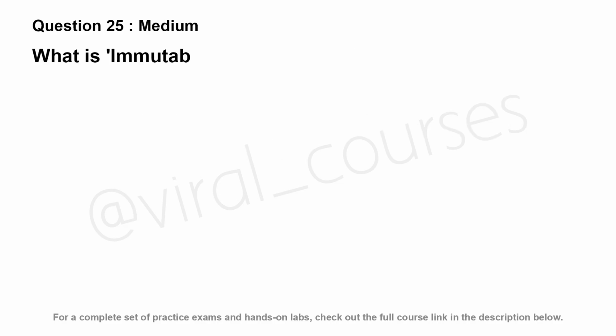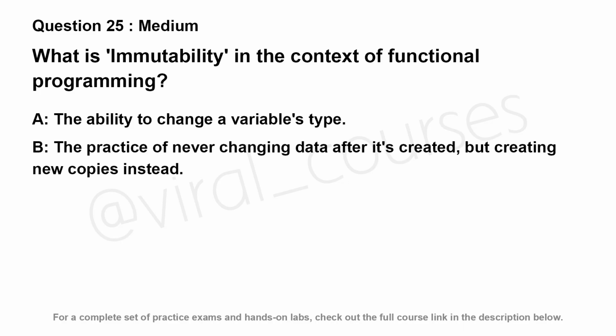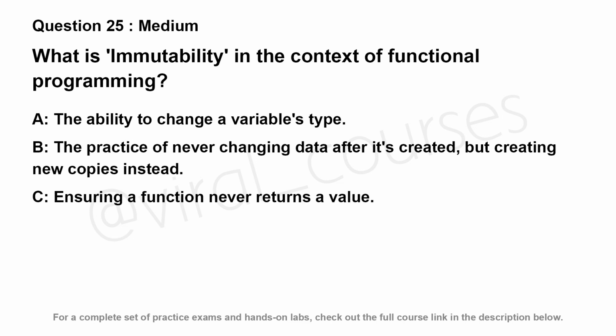What is immutability in the context of functional programming? Option A. The ability to change a variable's type. Option B. The practice of never changing data after it's created, but creating new copies instead. Option C. Ensuring a function never returns a value. Option D. Making sure all functions are global.